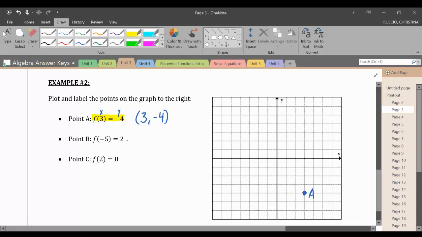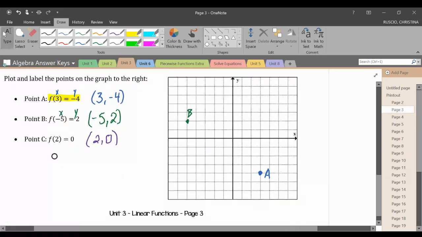Let's do the same thing with point B. So this is our x, this is our y, so our point is -5, +2, so 5 to the left, and 2 up, that's point B. And then lastly, let's use purple, this is the point 2, 0, which means 2 to the left, and not up or down. So here's my point C.